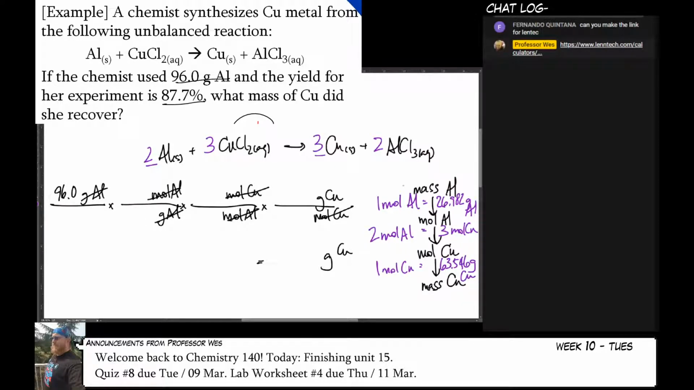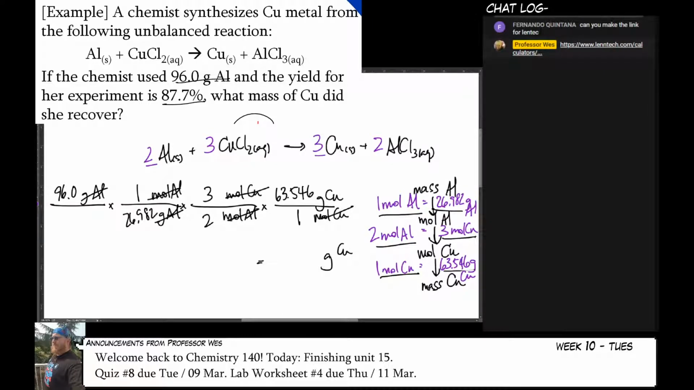Now let's run the numbers. So 1 mole aluminum, 26.982 grams. 2 moles aluminum to 3 moles of copper. And then finally, 1 mole of copper, 63.546 grams. There you go. I just say them over and over to make sure that I'm putting them in the right spot.